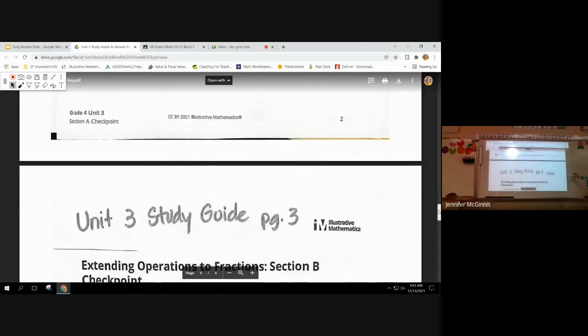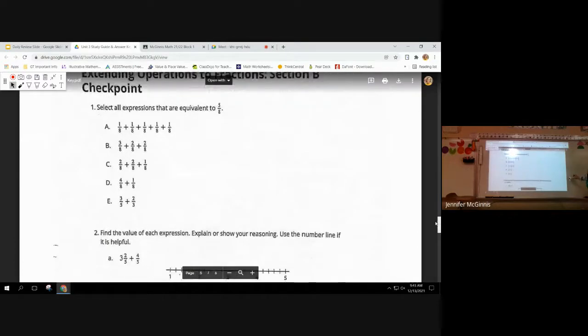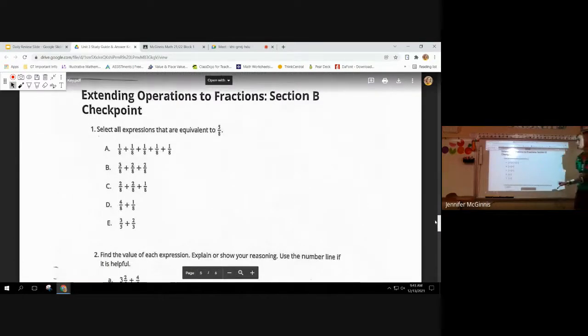All right. 2/3 of the way done. Here we go. Section B. Select all expressions that are equivalent to 5/8. A, we have 1/8, 2/8, 3/8, 4/8, 5/8. Is that it? Yes. Is B it? No. Why? What is B equivalent to? David? 7/8. Not B. C? Yes.